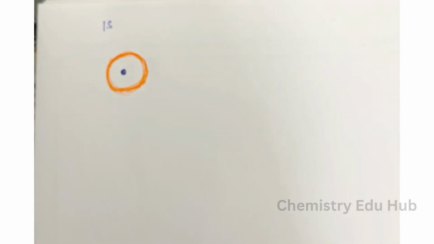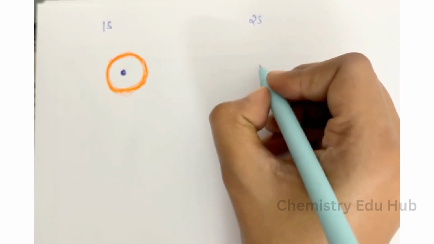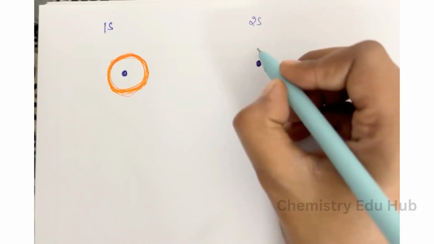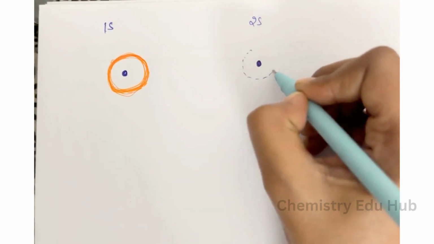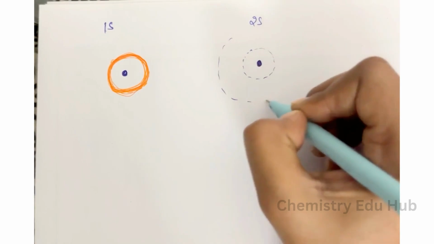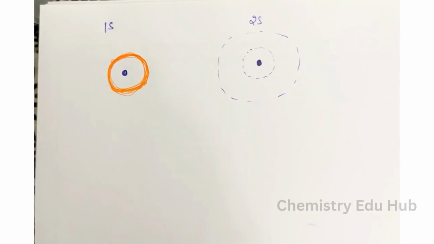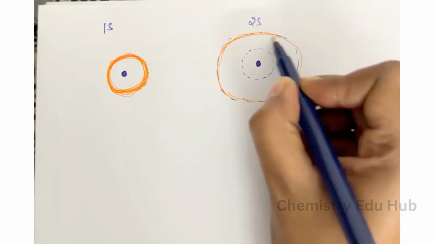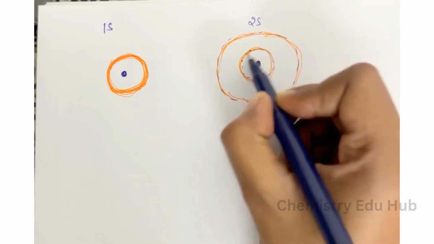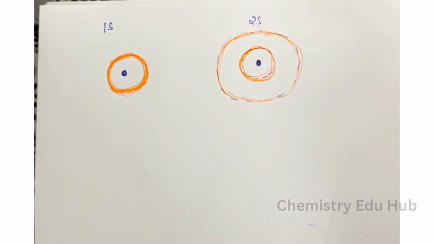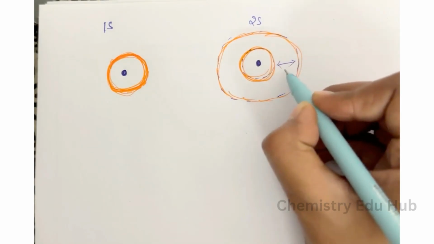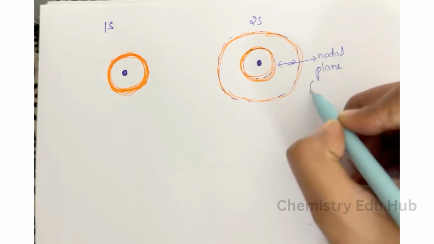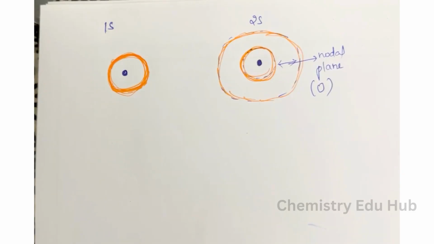For example, if you consider the 2s orbital, the shape is spherical, but you find two such lobes. Since it is 2s, this is one region and this is one region where the electron probability is maximum in these regions. The orange part is the orbital, and in between whatever zone is there or the region, that is called the nodal plane or nodal region, where the probability of finding electron is 0.